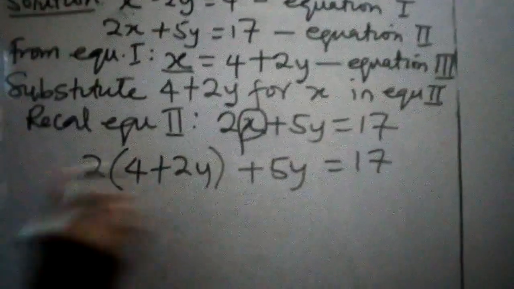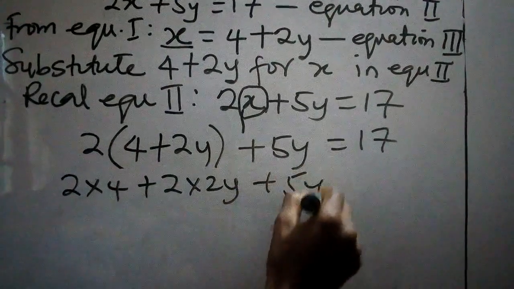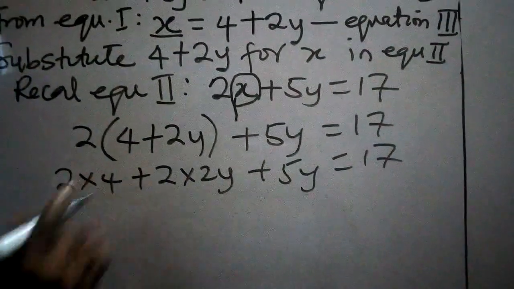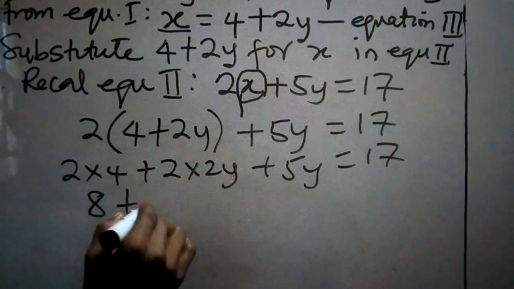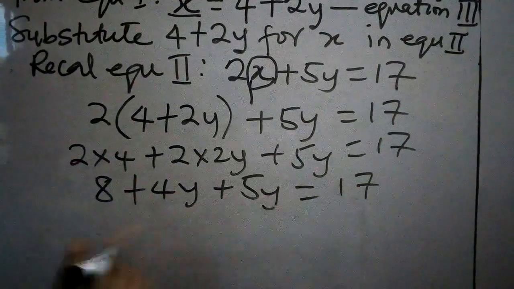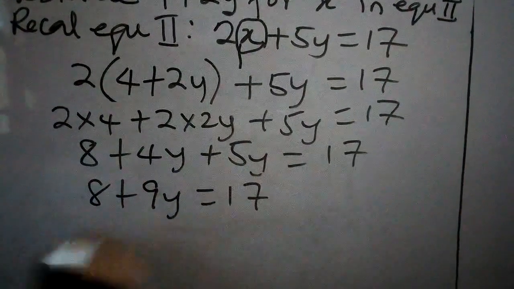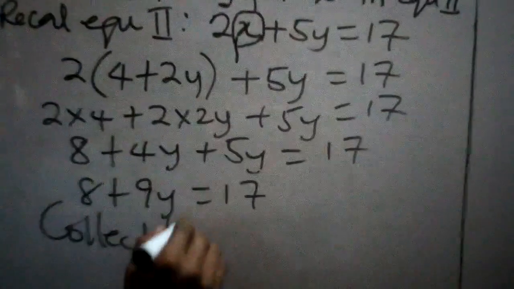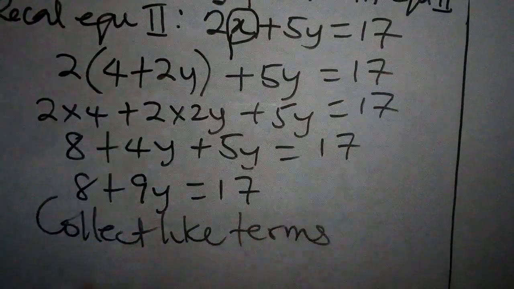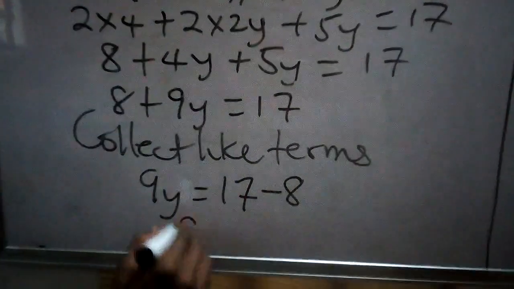Remove this bracket, that's multiply. So 2 times 4 plus 2 times 2y plus 5y equals 17. 2 times 4 is 8, plus 2 times 2y is 4y, plus 5y equals 17. Let's add: 4 plus 5 is 9y. Collect like terms. So you have 9y; take this 8 to the other side. You have 17 minus 8, so 9y equals 9.